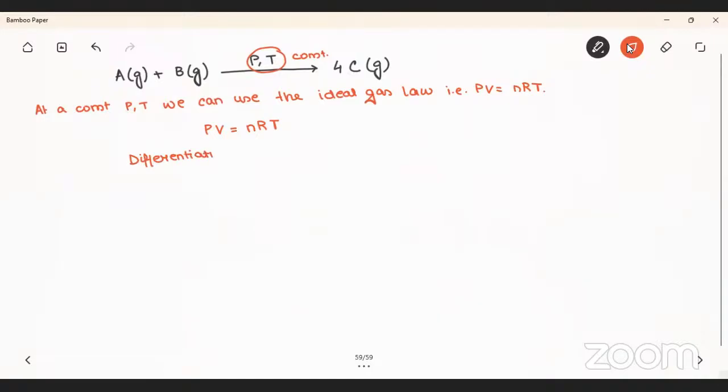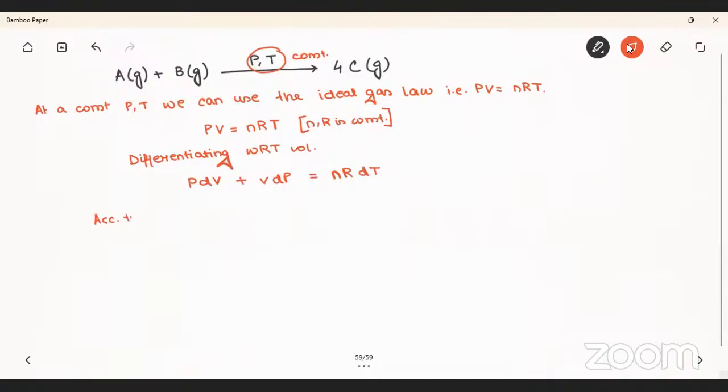Differentiating with respect to volume, we will get P dV plus V dP. This will give you nR dT. Just trust me that if I differentiate this equation, I will be getting this equation. nR is constant. We cannot differentiate the constants; we can differentiate only the variable.